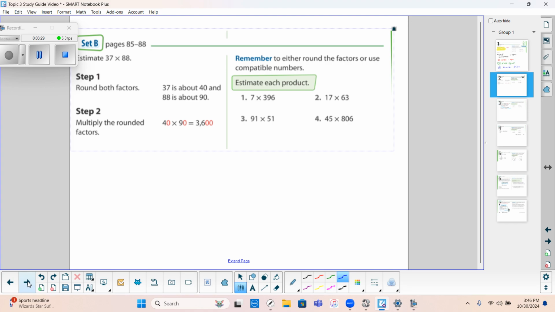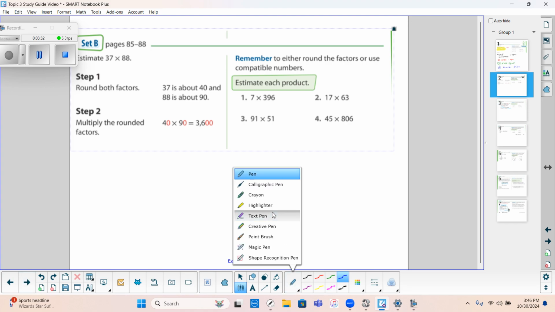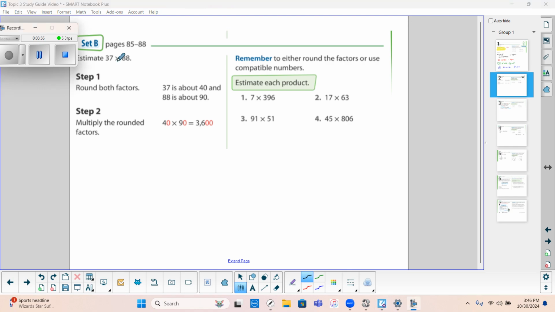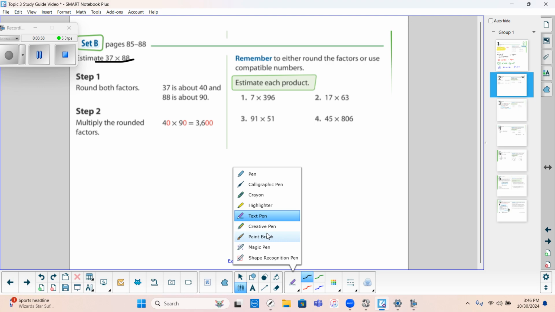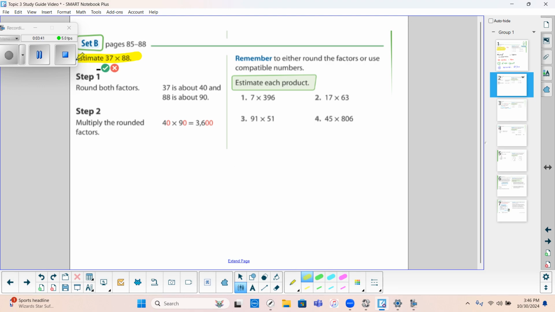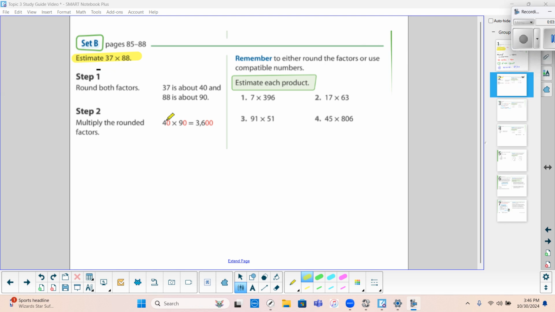For set B, the instructions say estimate 37 times 88. Well, if I were to estimate 37 times 88, it's to round both factors, so 37 is about 40, 88 is about 90. So to do 40 times 90 is the same as 4 times 9, which is 36, and add two zeros at the end, because this is really 10 times 4 and 10 times 9, so add two zeros at the end, 3,600.